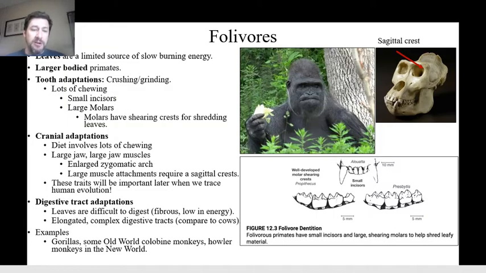So, leaves are hard to digest, and it takes a long time. So in a way similar to cows, folivores have much longer, much more complex digestive tracts to hold all those leaves and digest them over time. And so who is a folivore? Mostly gorillas are the primary example, but there are some Old World colobine monkeys that are mostly folivores, and howler monkeys in the New World are mostly folivores with some frugivory thrown in for good measure.